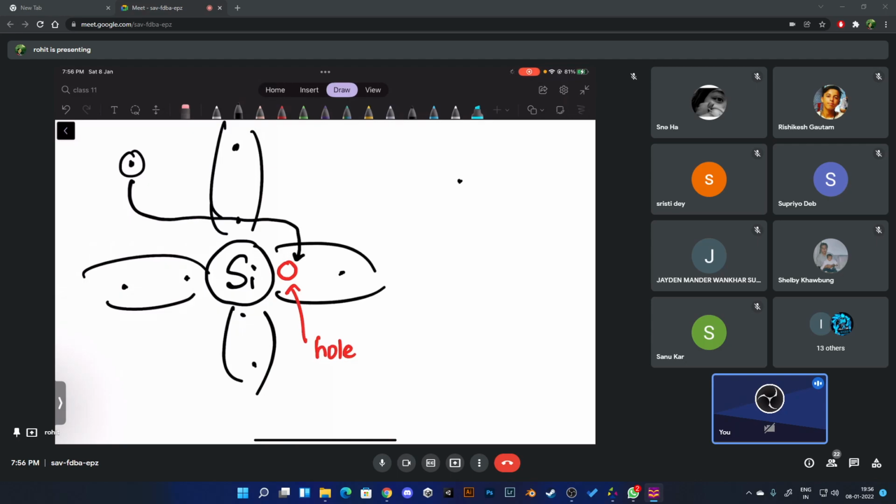That means the hole must have what charge, guys? I told you just now. Positive. Positive charge. And that's why holes must be treated like positive charge particles. Are you clear with this concept till now, guys? Is it okay or not?